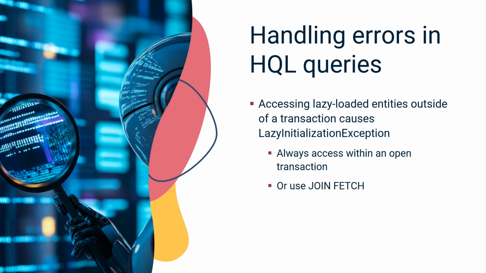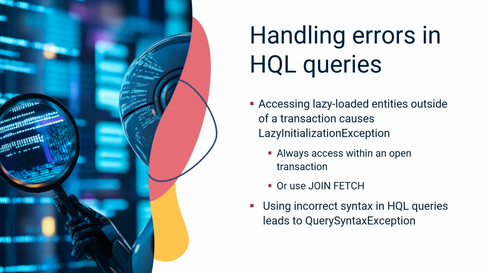While HQL resembles SQL, it has distinct rules and does not support certain SQL-specific syntax, such as select asterisk. Using incorrect syntax, such as missing entity aliases or improperly structured queries, will result in a query syntax exception. Always follow HQL conventions, such as selecting entities instead of raw columns and using valid property names instead of database column names.